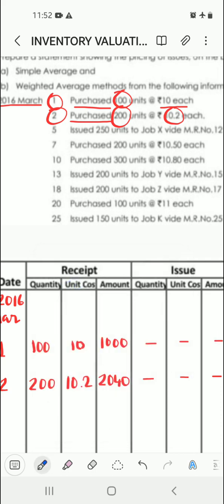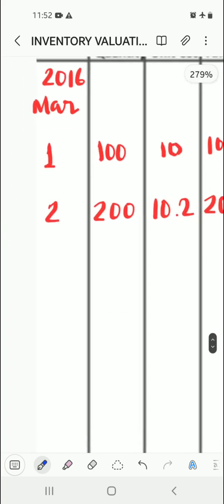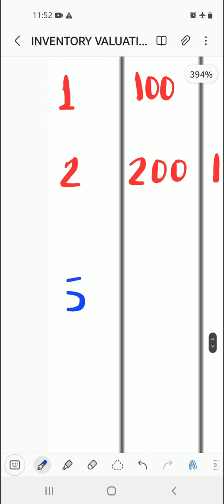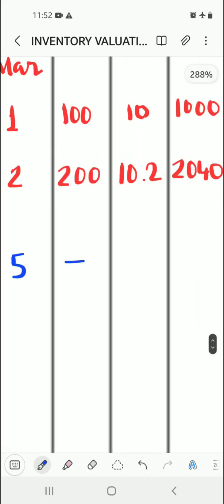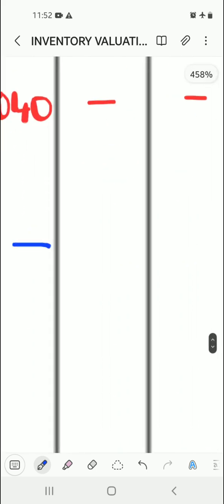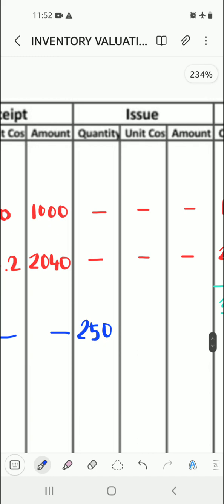Now we are going to proceed to the next date, that is March 5, and it has been an issue. So with blue color I'm writing issue of 250 units. So let's mark it over here, March 5, 250 units. There has been an issue, not purchase, so we will leave it blank. It's an issue, so we're going to write it under the issue column. See, this is the issue column, so quantity is 250.